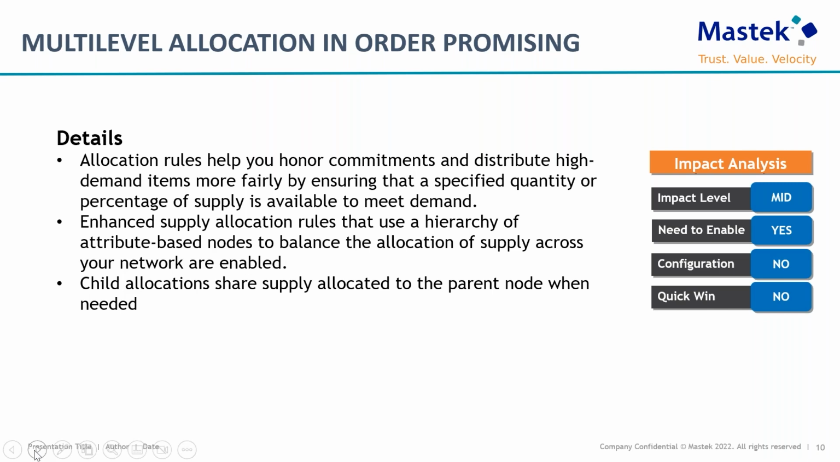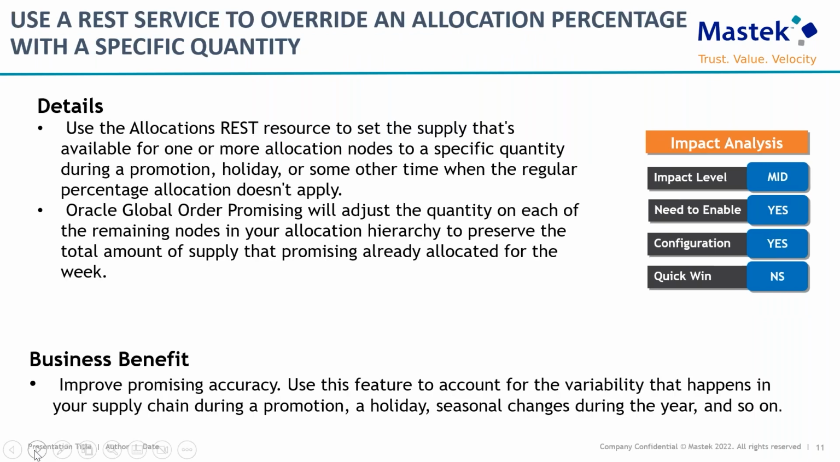The next order promising rule that we have is the allocation percentage override. You can use a REST service to override an allocation percentage with a specified quantity. To set the supply that's available for one or more allocation nodes to a specific quantity during a promotion, holiday, or some other time when the regular percentage allocations don't apply, this feature can be utilized, and through APIs the allocation rules can be governed. Oracle GOP will adjust the quantities of each of the remaining nodes in your allocation hierarchy to preserve the total amount of supply that promising already allocated for this week.